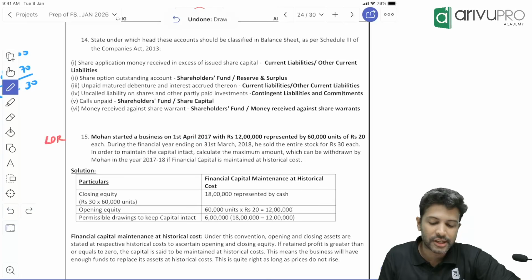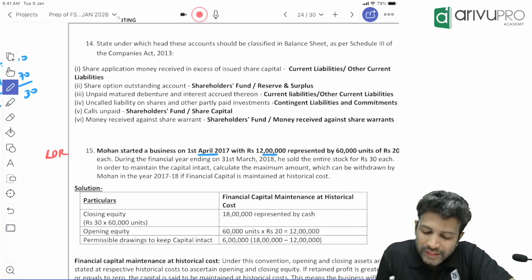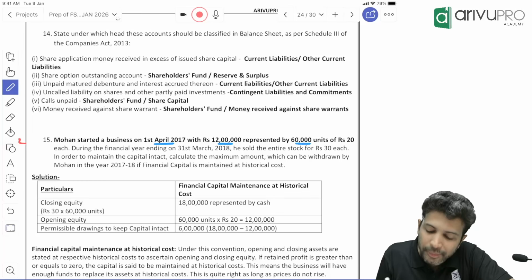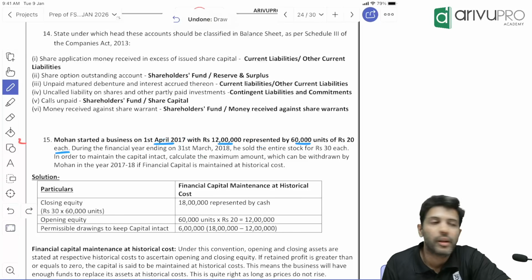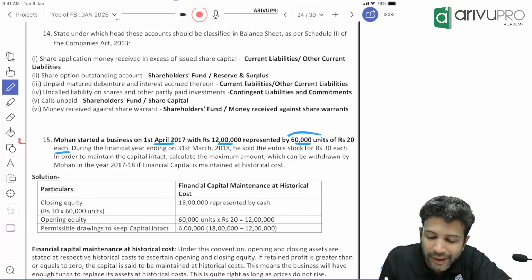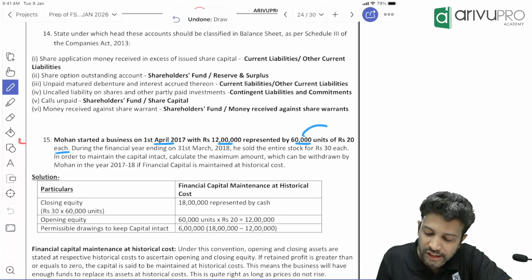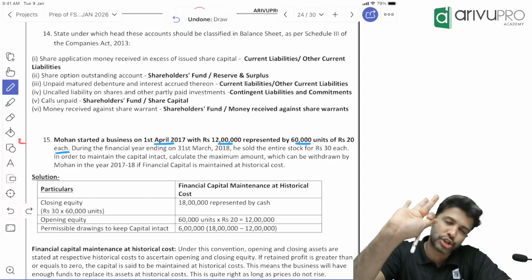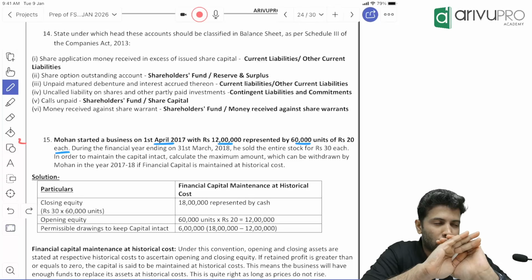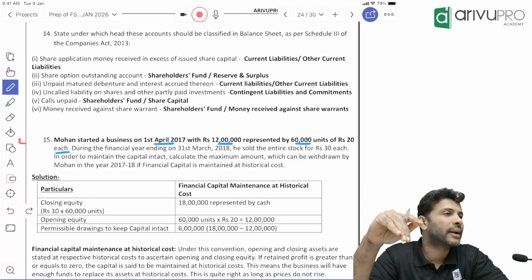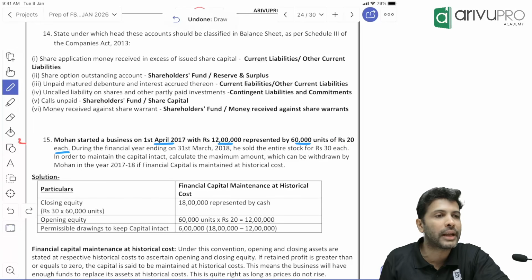Mohan started a business on 1st April 2017 with 12 lakh represented by 60,000 units of 20 each. So they started with how much capital? 12 lakh. And they use this capital to buy how much goods? 60,000 units, purchase price 20. 60,000 into 20 is 12 lakh. Concentrate, this is important. So capital is 12 lakh. Use that capital to buy 60,000 units of goods at a unit price of 20 per unit.